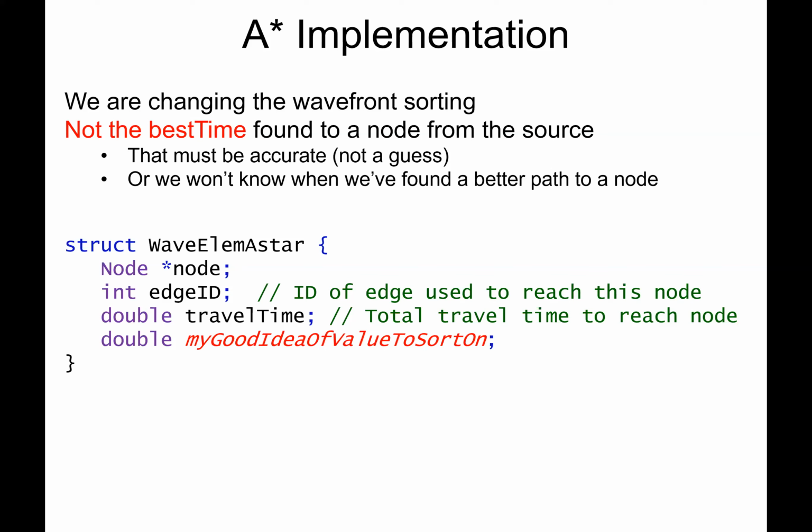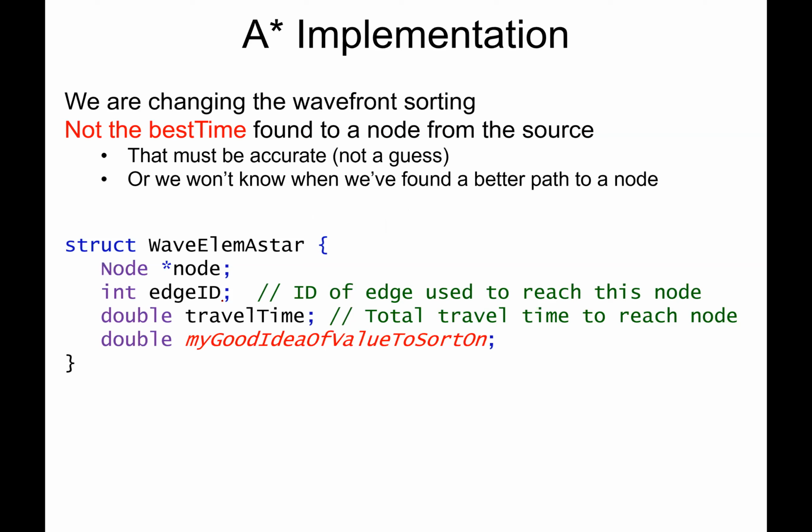So what that means is your wavefront, the data element that you put on it, keeps getting a little more complicated. So we already had some way to identify what node we just put on the wavefront. We had some way to identify the edge that we used to get there, so that we can actually backtrace and find the path in the end.